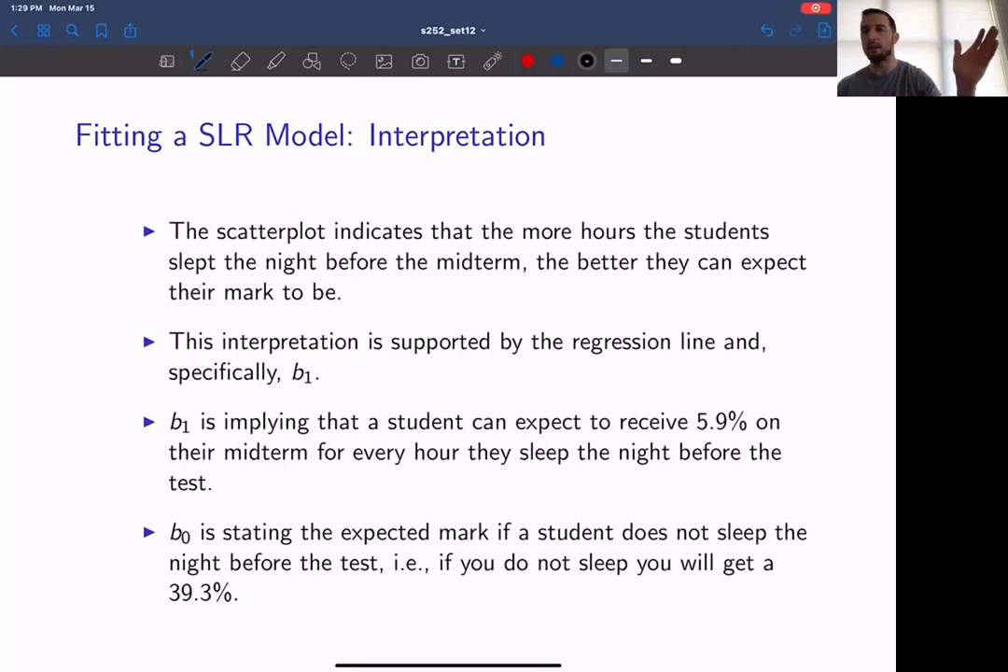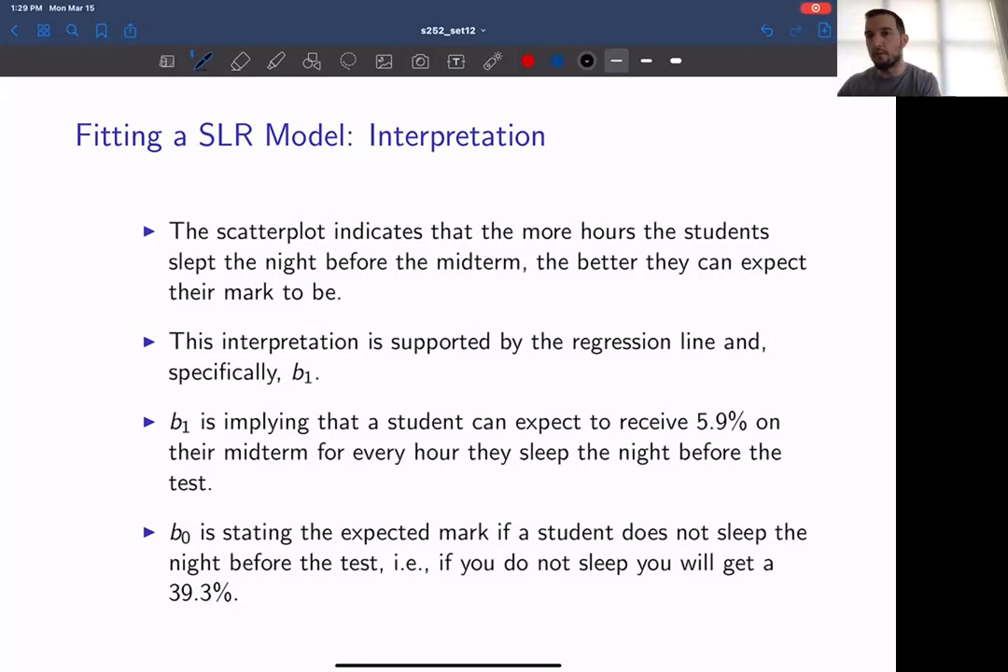The opposite would be an increase in x leads to a decrease in y. So as x gets bigger, y gets smaller. That would be a negative linear relationship. So the scatter plot indicates a positive linear relationship. The more that you sleep, the higher your midterm mark.